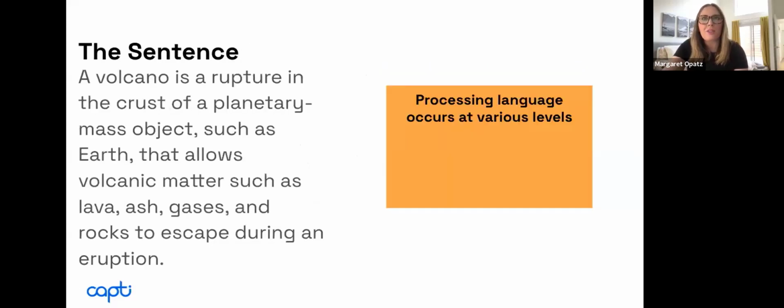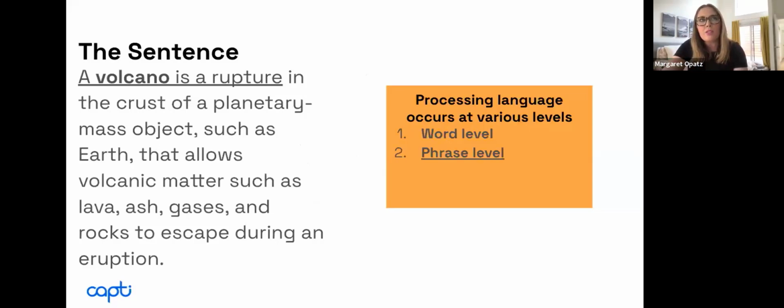I share this because when we process language, it occurs at multiple levels. First, we have the word level, like volcano. If you have any background knowledge on volcanoes, it might conjure up that image I showed you of a volcano. So you have to be able to understand the words within the text.